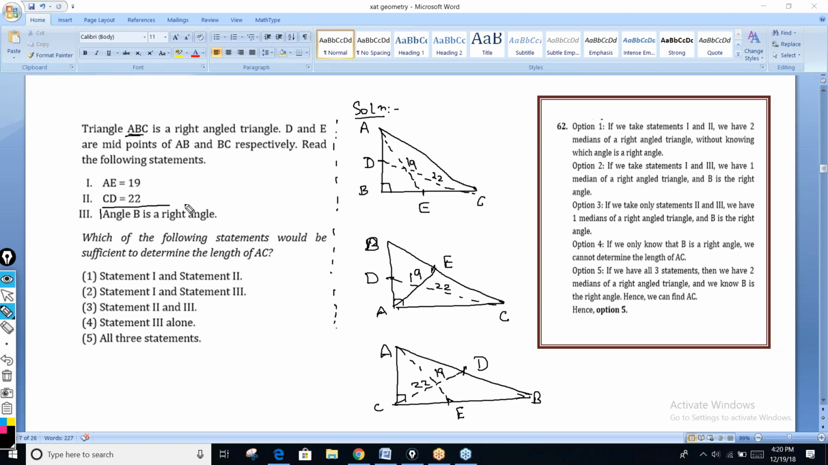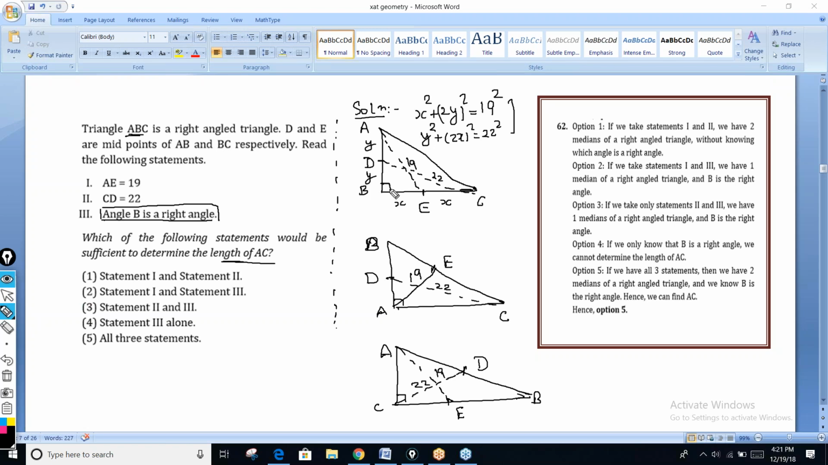So if we do not know this information, angle B is a right angle, which of the following statements would be sufficient to determine the length of AC? Now, can you get the length of AC in this case? Here, if this is X, this is X, this is Y, this is Y. Obviously, I have one piece of information, X square plus 2Y square equal to 19 square. And the second information I have, Y square plus 2X square is 22 square. By solving this, we can get the values of X and Y, and once we get X and Y, we can get the answer.